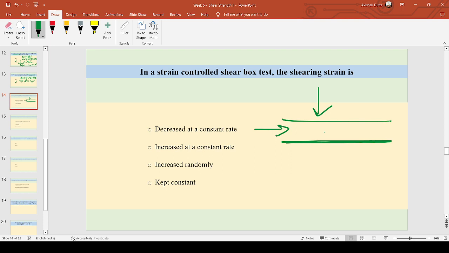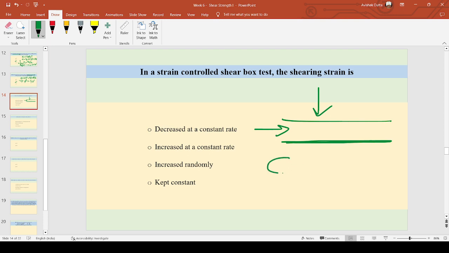And if it is increased randomly, then it will be difficult to keep track of the strain and the corresponding stress values. Hence, in order to cause the sample to fail, what we do in a direct shear test, in a strain controlled shear box test, is increase the shear strain at a constant rate.